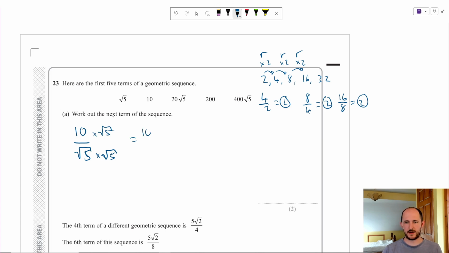So that gives me 10 root 5 over 5, because again, root 5 times root 5 is square root 25, which is just 5. So that means I'm timesing by 2 root 5 each time. And that makes sense, right? 10 times 2 root 5 would give me 20 root 5. And 200 times 2 root 5 would give me 400 root 5. The reason why I picked those terms is because I can clearly see it just by looking. Going from 20 root 5 to 200, it takes a bit more effort, right? 20 root 5 times 2 root 5 is 200.